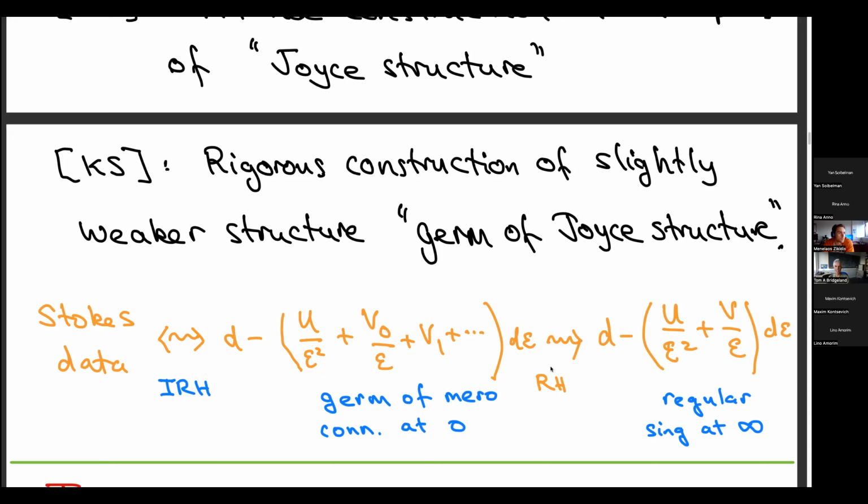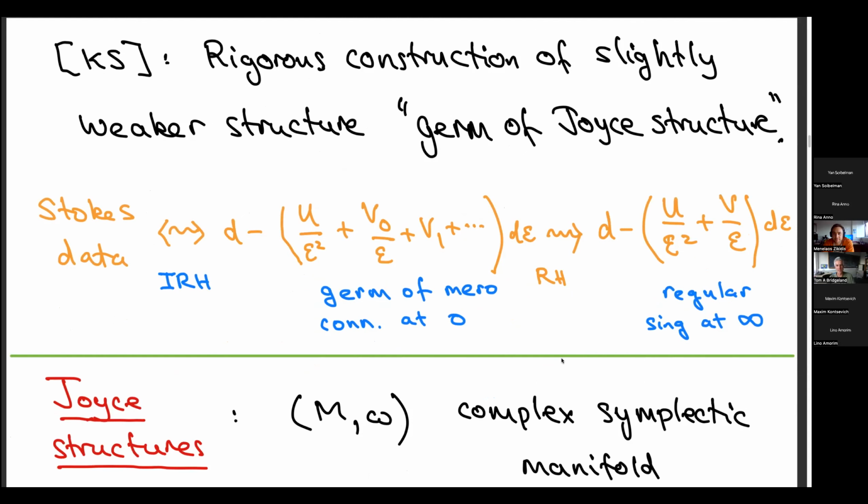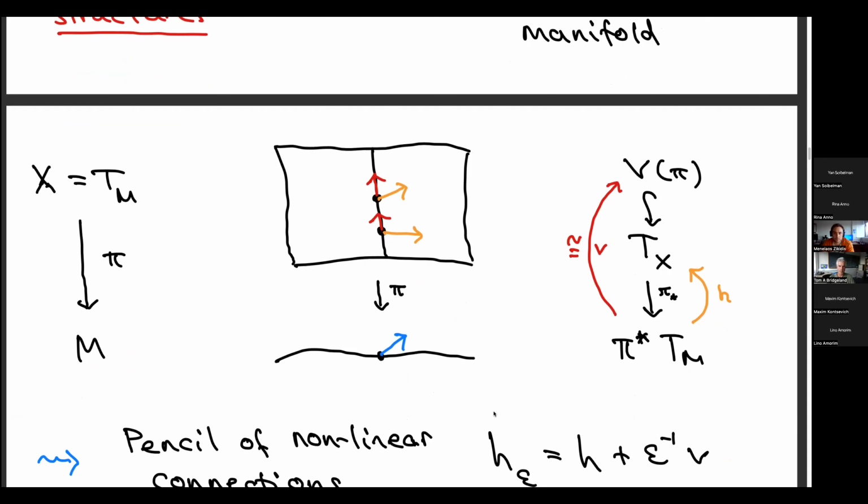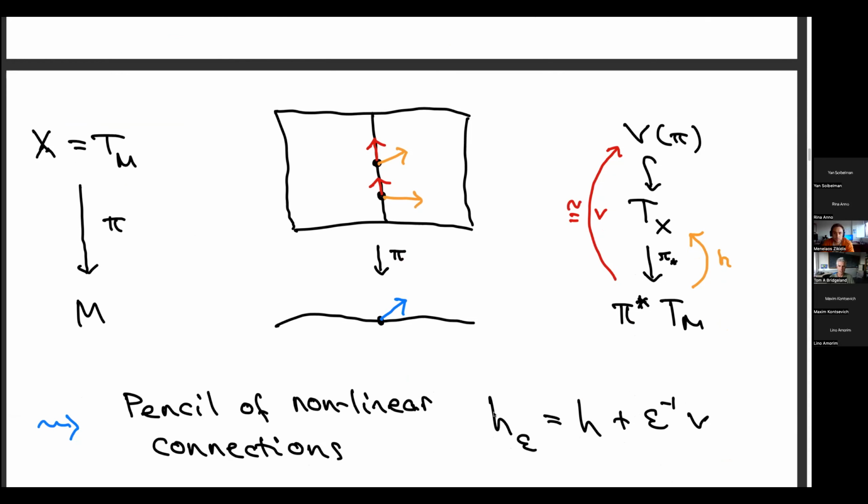I should carry on. Okay, so I'm going to say what a Joyce structure is. We don't need to talk about stability conditions yet. So let's just take some complex symplectic manifold. This will end up being the stability space. And so here's the picture. We just have to contemplate this picture for a minute.